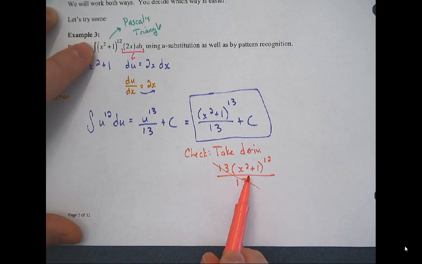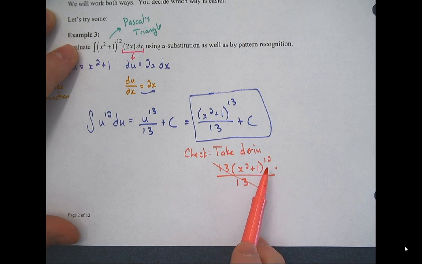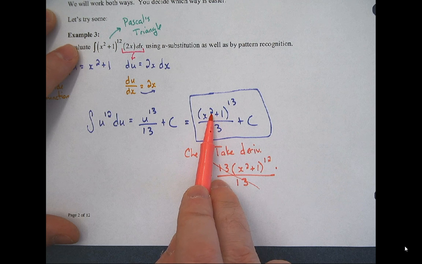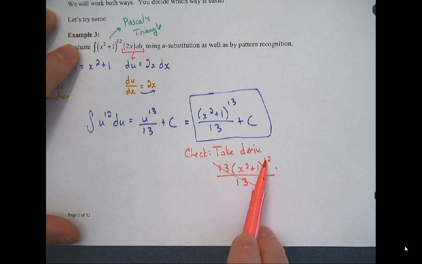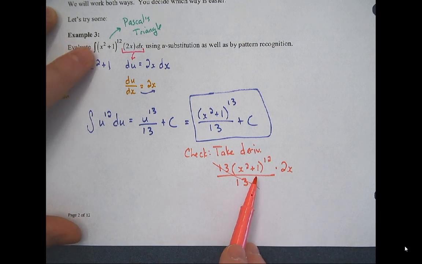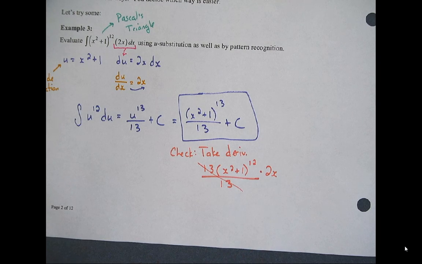What am I left with? Sorry. I didn't finish my chain. So I got to do the derivative of the inside. So derivative of something to the 13th is 13 something to the 12th times the derivative of the inside, which was 2x. And then my 13s cancel, and we get exactly what we had before. So nice about this is you can always check, see if it's right based on taking the derivative.